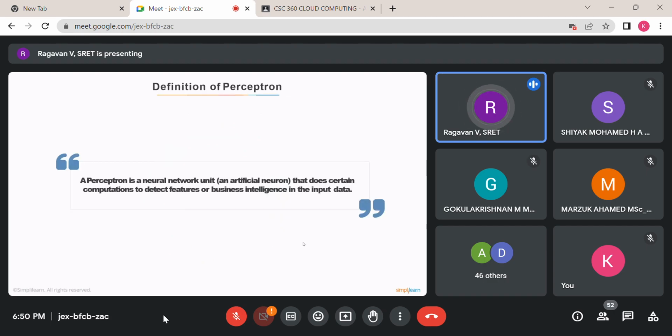And the second concept is perceptron. So perceptron is a neural network unit or artificial neuron that does certain computations to detect features or business intelligence in the input data.